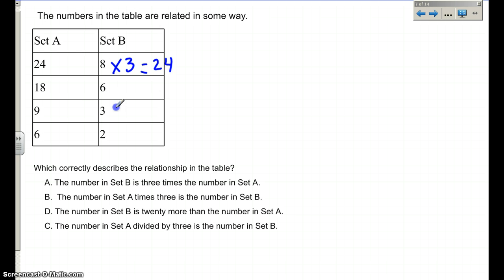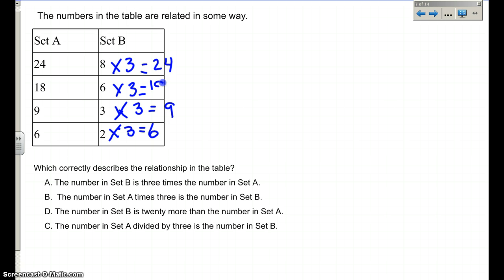And that's true all the way down, because 3 times 3, let me fix that, 3 times 3 equals 9. And then 2 times 3 equals 6. And the same, 6 times 3 equals 18.